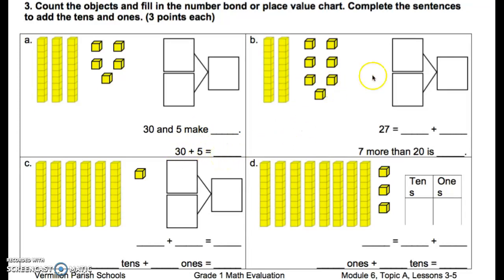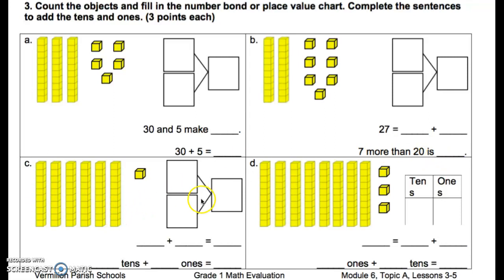Same thing for letter B. They have the quick tens and ones. Remember, how many tens? What does that number equal? Not just there's 2 tens, but 2 tens equals what? And then all these ones equals what? What is the whole? 27 equals blank plus blank. 7 more than 20 is blank.